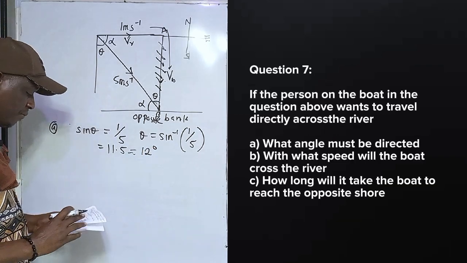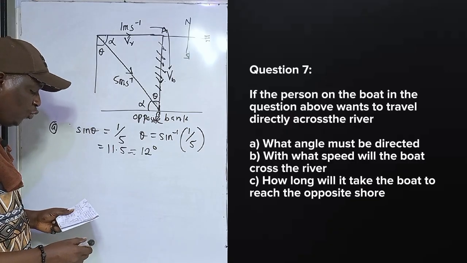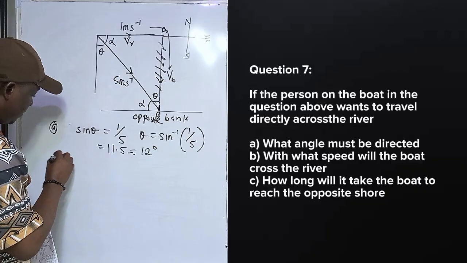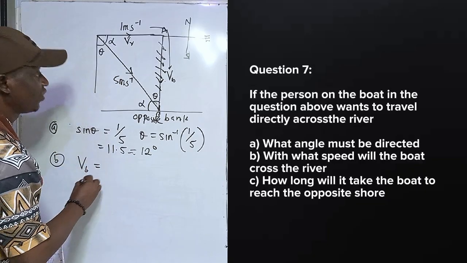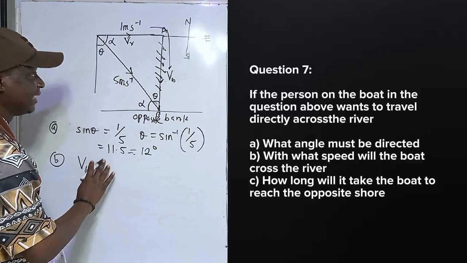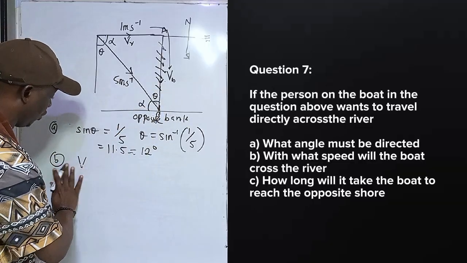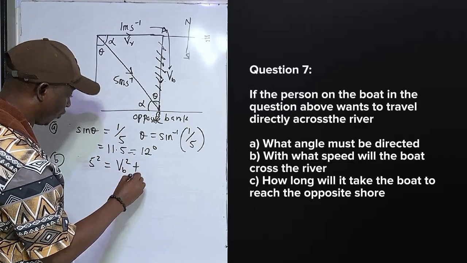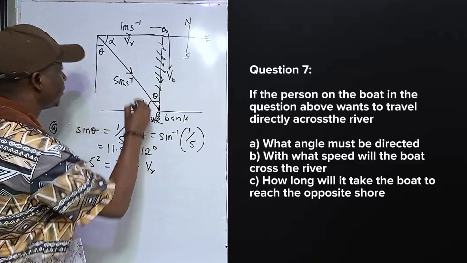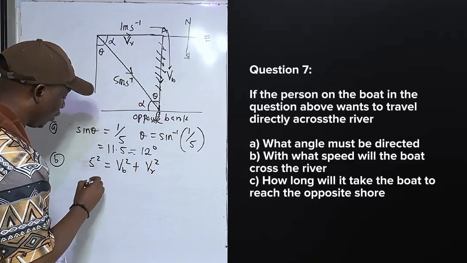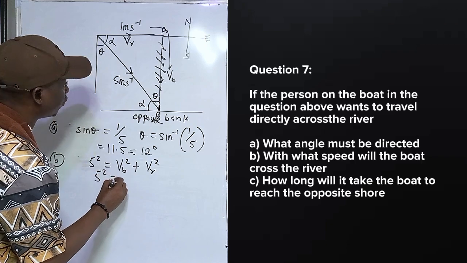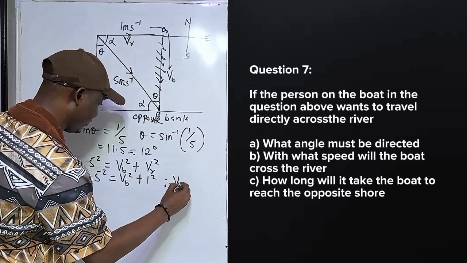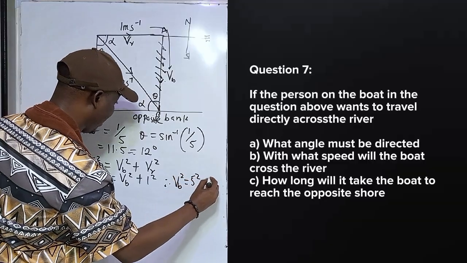That is question A. B says, with what speed will the boat cross the river? That is this speed. So VB is equal to what? Don't forget this is the adjacent side of the angle. So we can write 5 square equal to VB square plus VR square. So how do you get VB? It is 5 square minus 1 square.